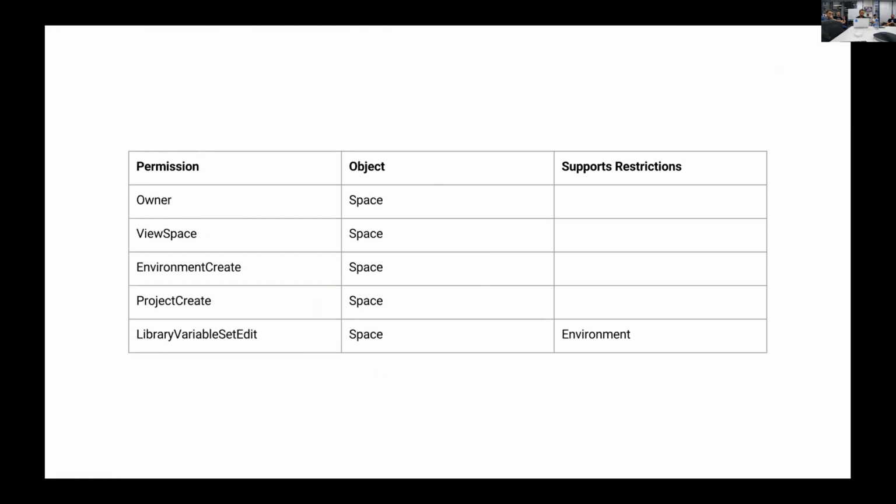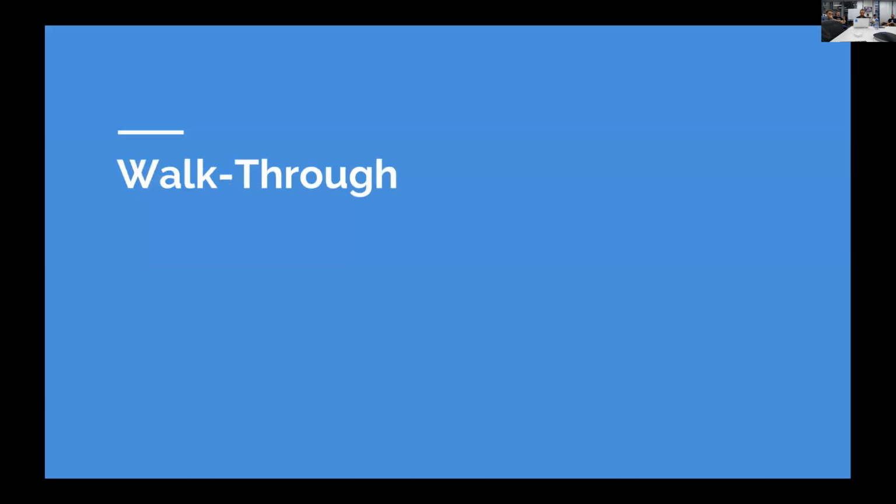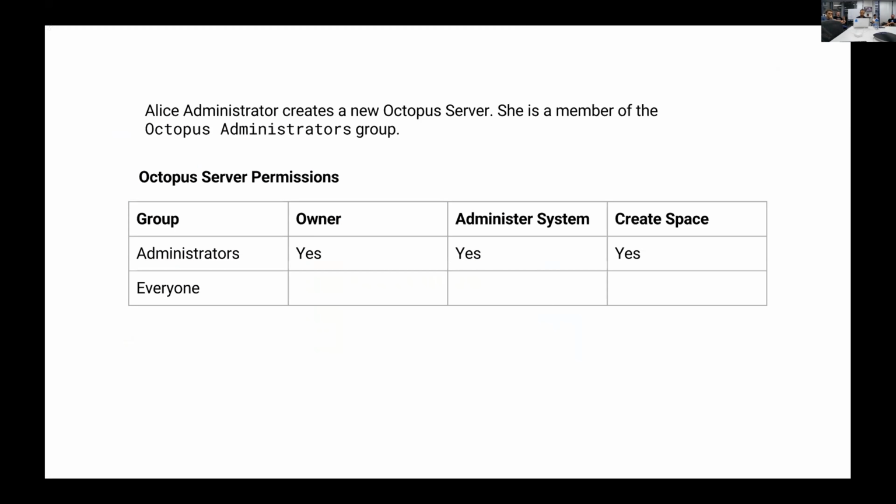The permissions on a space might look something like this, and you can see the bottom one there can be restricted to environments, library variable set edit, for example. Let's do a quick walkthrough and see what this might look like in practice. So Alice, the administrator, creates a new Octopus server, and she initially is a member of the Octopus admin group and has permission to do things on that server, like create spaces and administer that system.